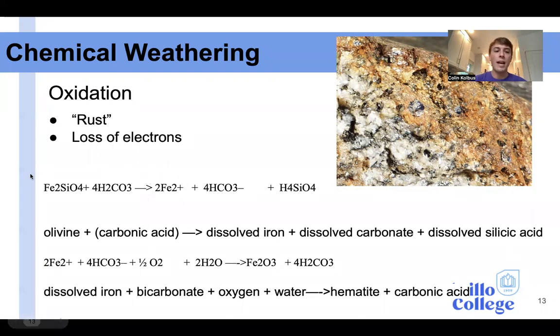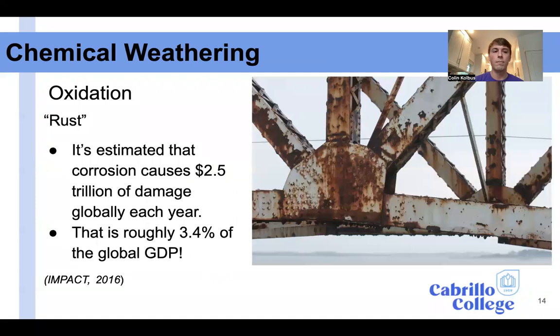Here we have a solid metal olivine complex which then gets dissolved back into an ion, whether it's dissolved iron or dissolved carbonate. Rust is estimated to cause $2.5 trillion of damage each year. That's about 3.4% of the global GDP. So basically all money on Earth, 3% of that is being burned every year to fix things caused by rust.